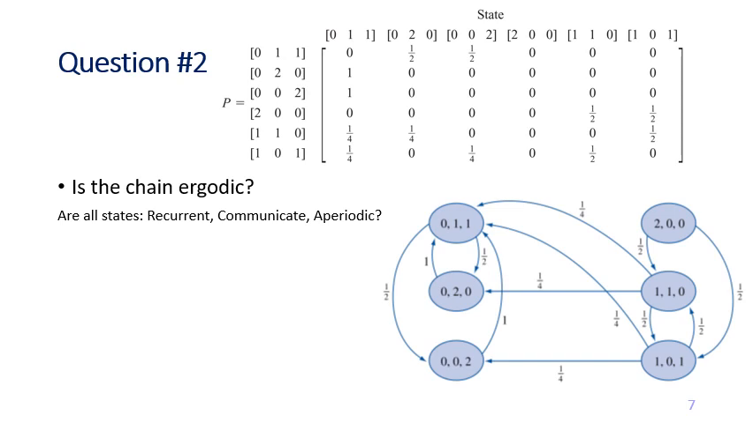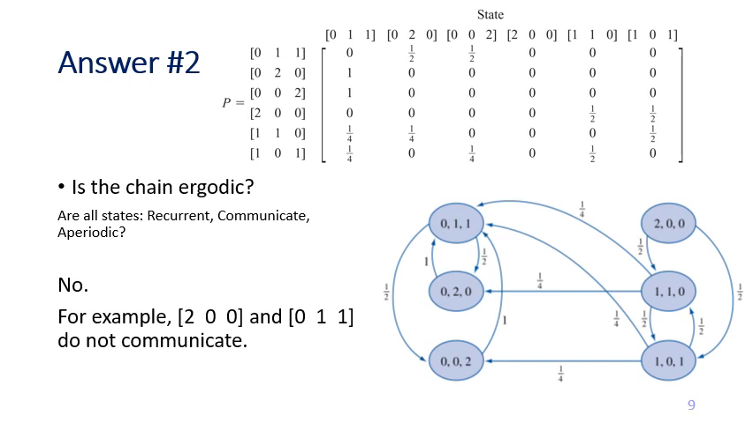Given another transition probability matrix and transition probability graph, again I ask the same question. Is this chain ergodic? The answer is again no, it is not ergodic. Because, for example, 200 and 011 do not communicate. 011 is reachable from 200, but not the other way. You cannot reach 200 from 011.